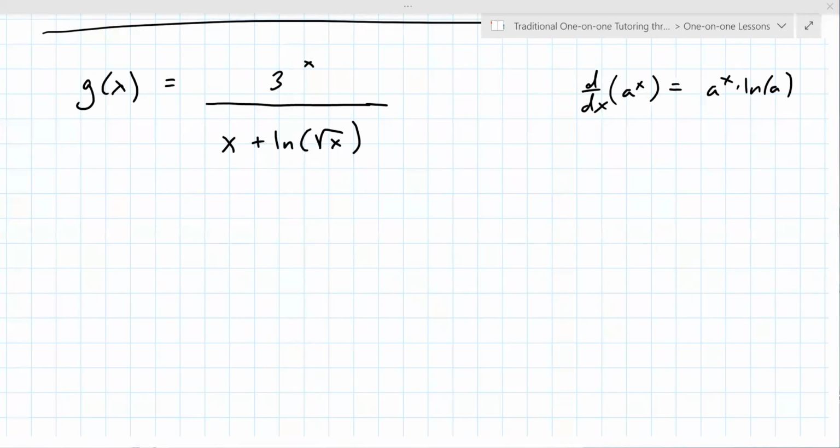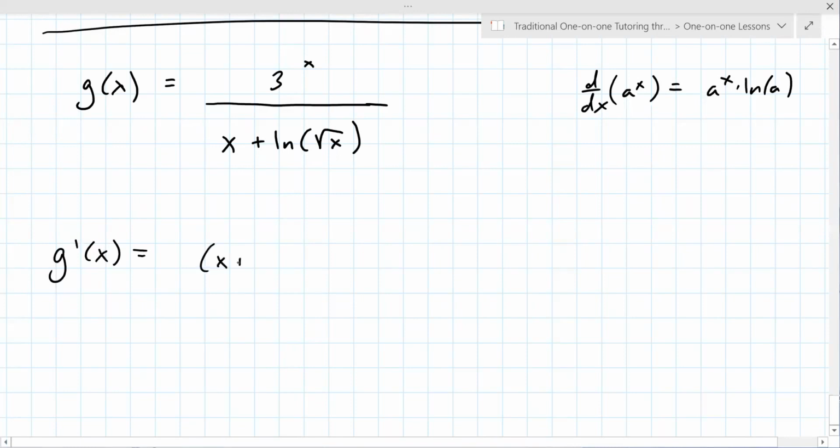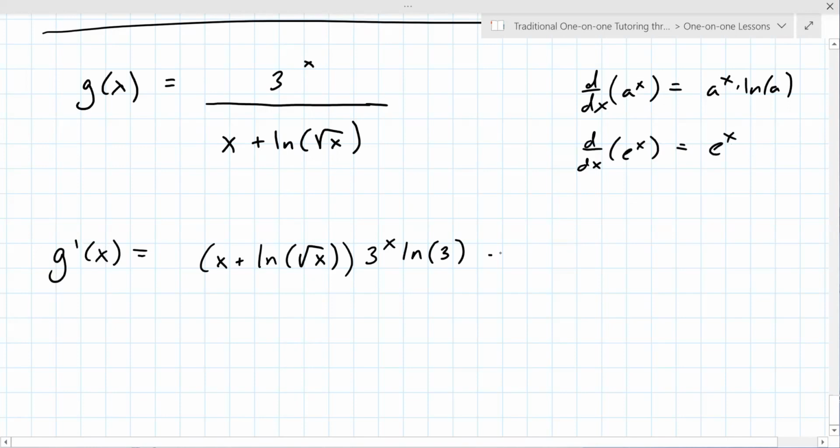Okay, got something. So you start with the bottom, x plus natural log square root of x, times the derivative of the top, which is itself. You treat this kind of like an e, but the added little wrinkle is that you multiply by the natural log of the base. That's why e to the x is e to the x, because the natural log of e is just 1. Minus, keep the top, derivative of the bottom. So the derivative of x is 1. The derivative of natural log is 1 over whatever's inside there.